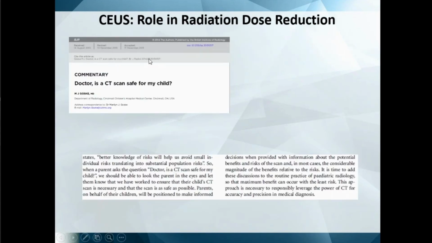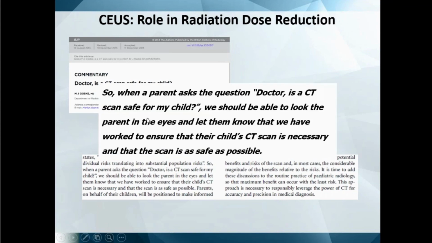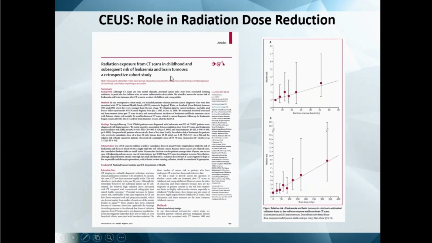And this is a paper I show lots of my residents when I'm teaching: can you look a parent in the eye when you're ordering a CT scan? So when the parent asks, doctor, is a CT scan safe for my child? We should be able to look the parent in the eyes and let them know that we have worked to ensure that their CT is necessary and that you've done every other imaging test beforehand, which includes contrast-enhanced ultrasound, to assure the parent that it's safe and necessary, bearing in mind the radiation dose risk from that CT to the younger patient.